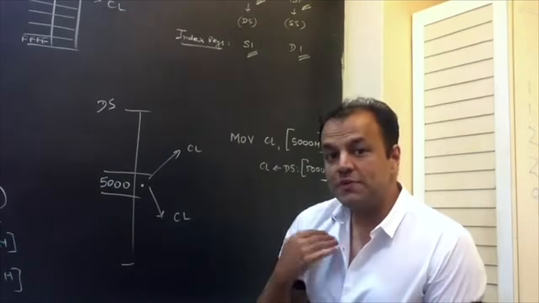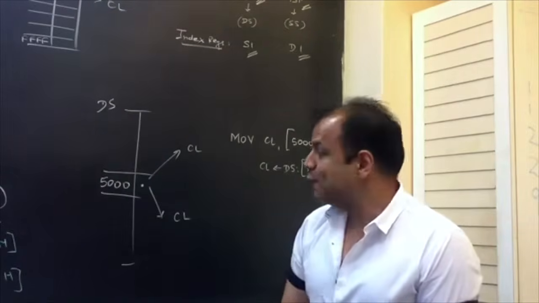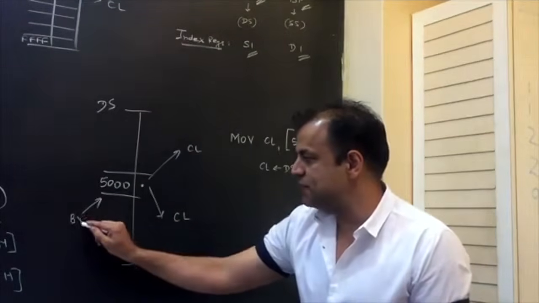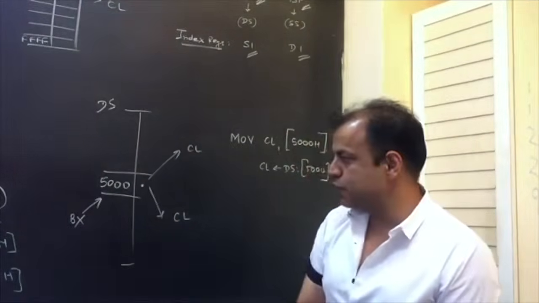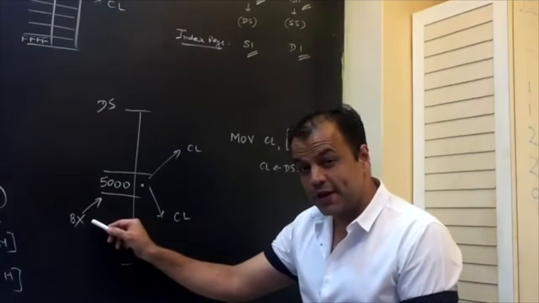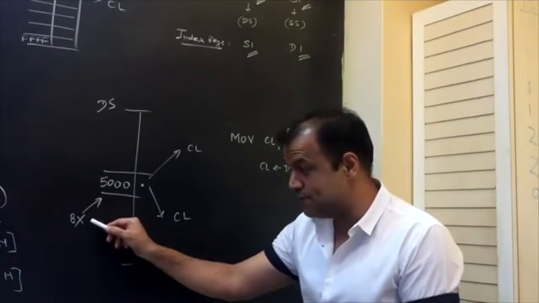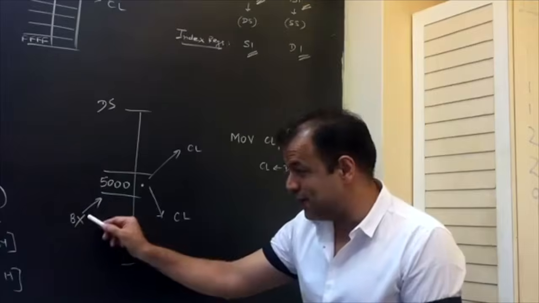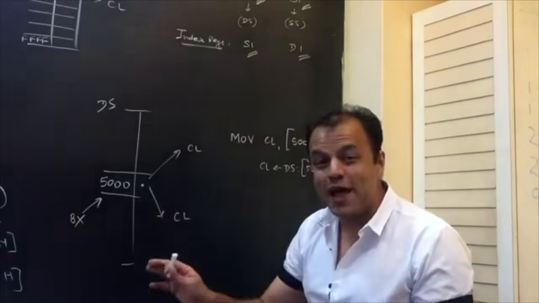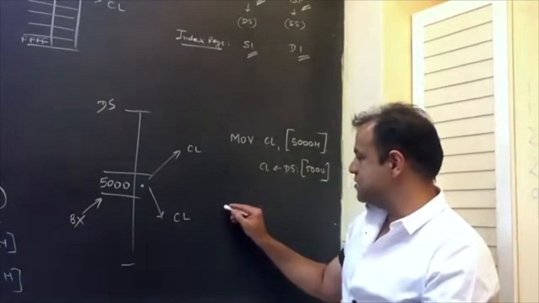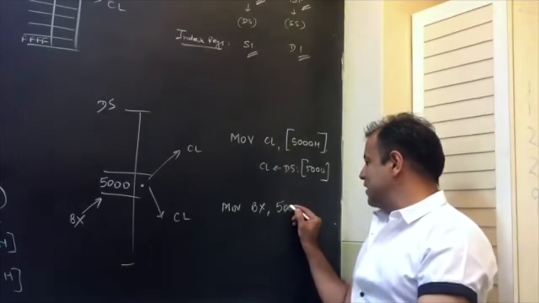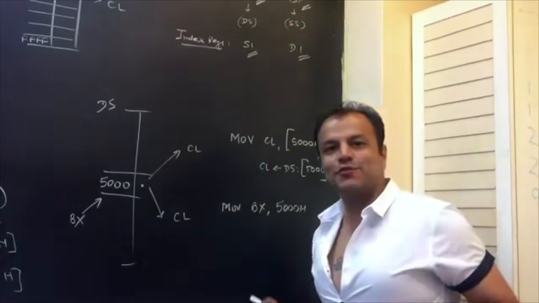Now suppose I want to do the same thing but using indirect addressing mode. First, some register has to point to this location. Let's say I am using the BX register. So first of all, you need to initialize BX. Listen very carefully, the next 10 seconds are very important. Initialize BX with the value 5000. The instruction: move BX, comma 5000. Who gets what? BX gets 5000.